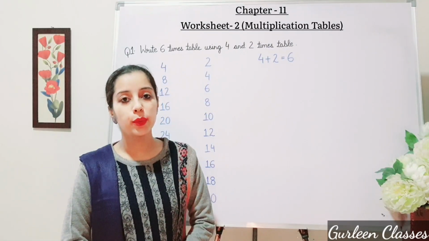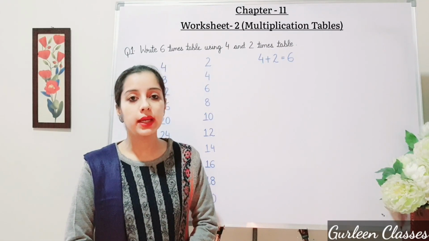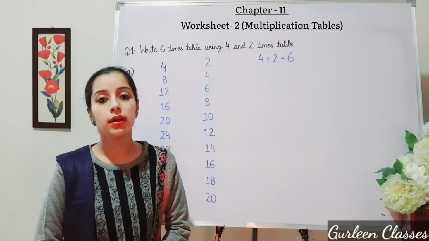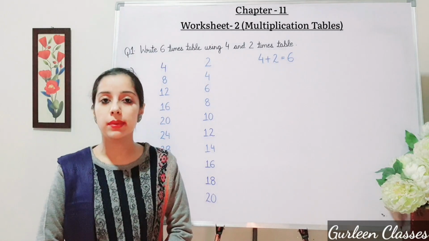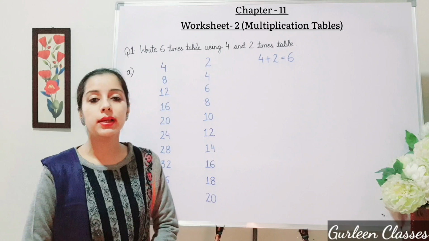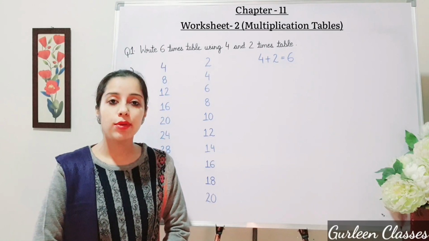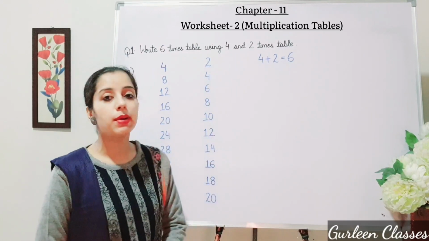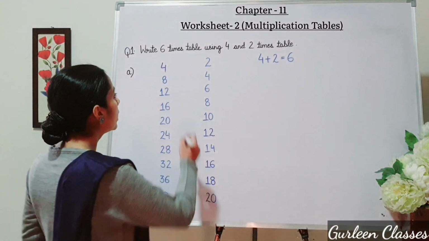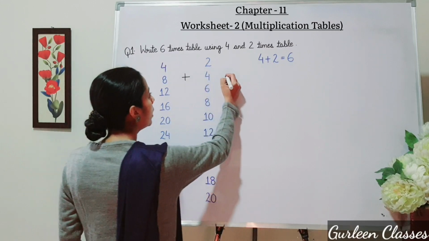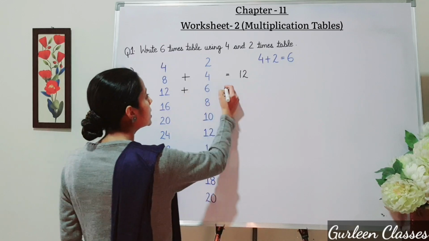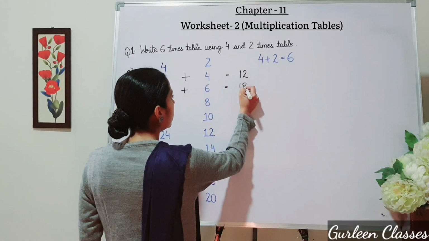Now worksheet 2. Worksheet 2 is based on multiplication tables. Question number 1, write the 6 times table using the 4 and 2 times tables. Here you can see I have written the table of 4 and here the multiplication table of 2. We have to add both the numbers, and we will get the multiplication table of 6. So let us write here 8 plus 4, it will be 12. Then 12 plus 6 will be 18.